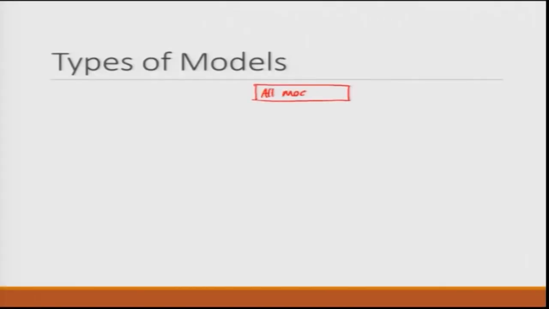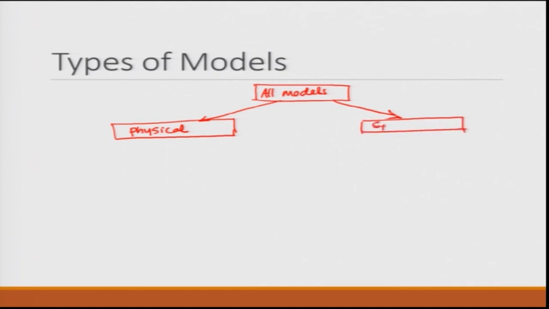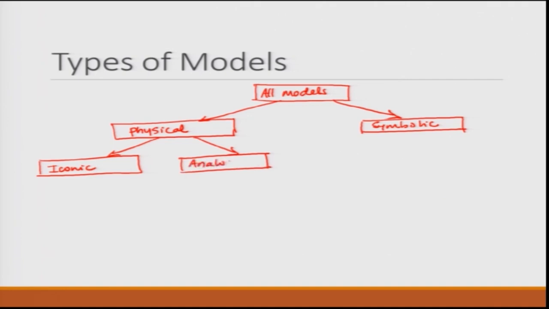So, there are multiple types of models, and we will quickly go over these types of models. Okay. So, all types of models, let us think about it this way. All models can be divided, as per Blackstone and other people, into two. One can be called the physical model, and the other one can be called the symbolic model. Okay. The models can be either physical or symbolic, and the physical models are further divided into two: the iconic models and the analog models. And the symbolic models, we will study each one of them in detail. The symbolic models can be a verbal model, or a mathematical model.